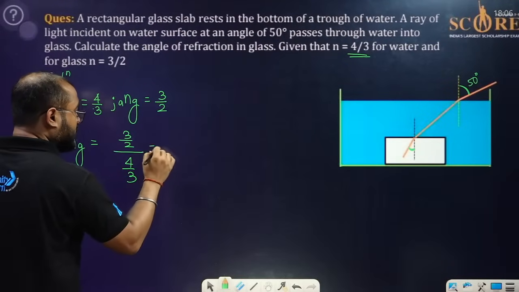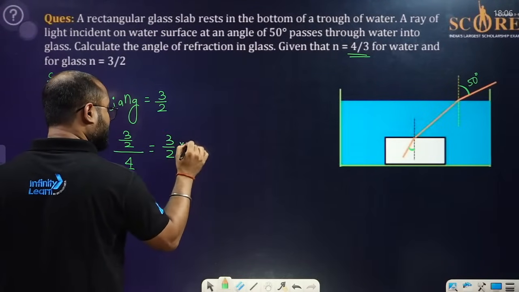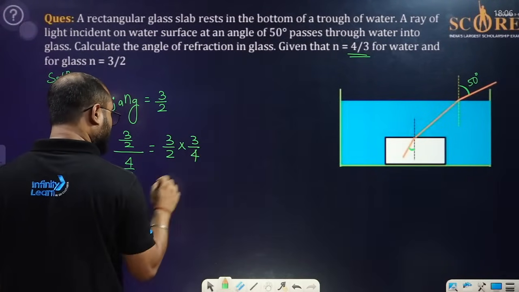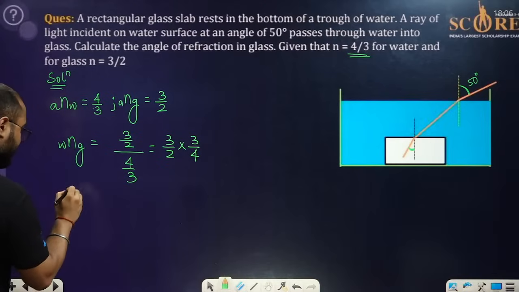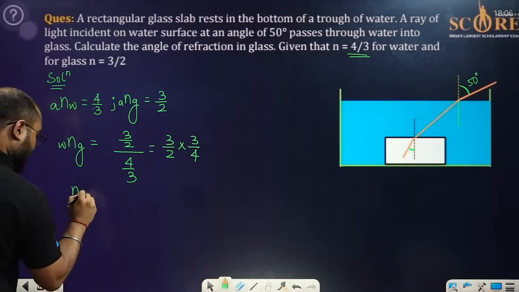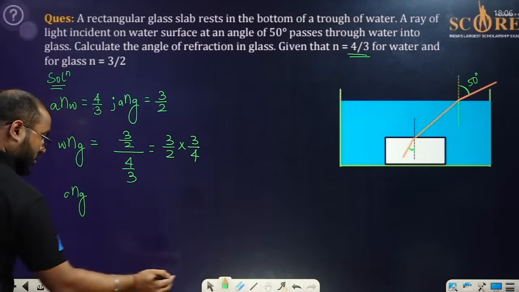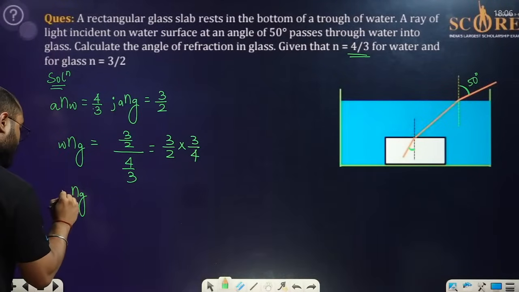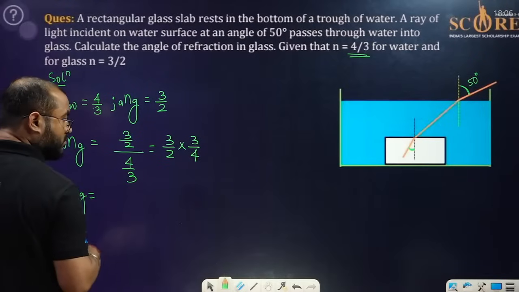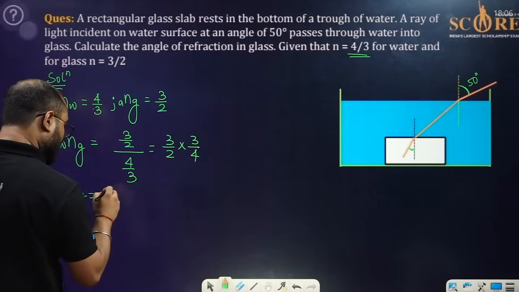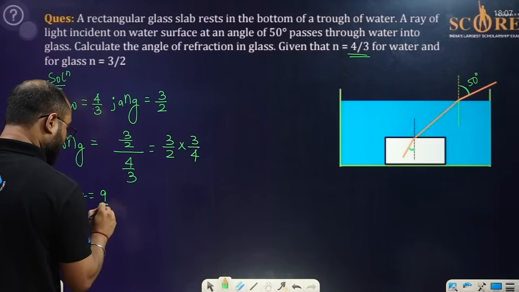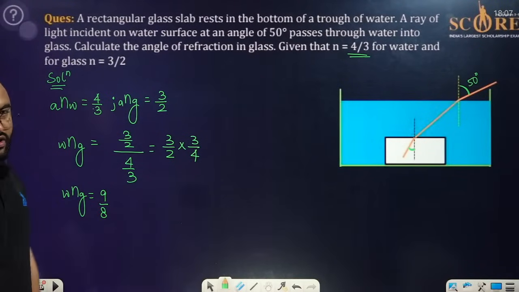If you try to solve this, it will be 3 by 2 multiplied by 3 by 4. So the refractive index of the glass with respect to the water will be equal to what? That is going to be 9 by 8. Fine. So we have found out the refractive index also.